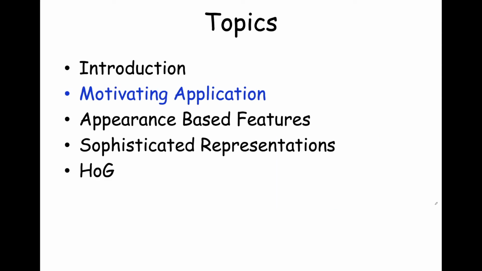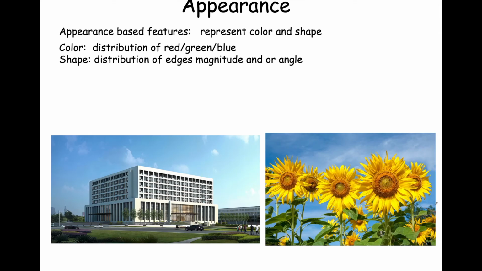So let's take a look at so-called appearance-based features. For appearance-based features, appearance is color and shape together, where color looks at the distribution of red, green, and blue components that make up the color channels for an RGB image. It doesn't have to be just RGB, but for the sake of this discussion, we are focusing on RGB representations. And then we also have shape.